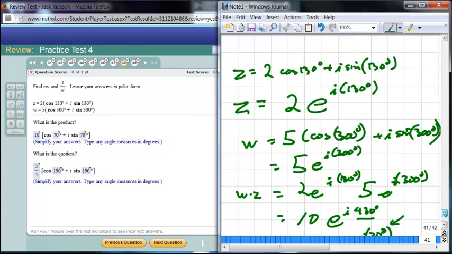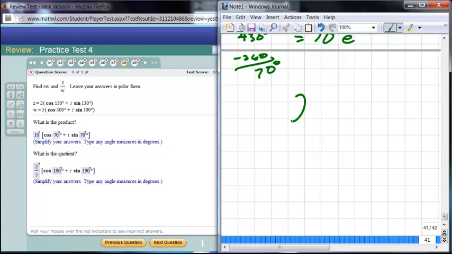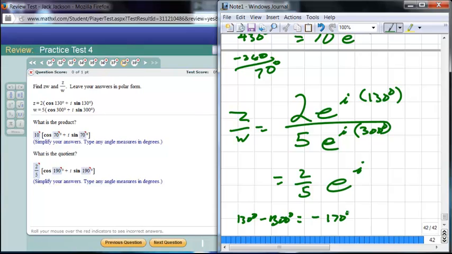We do the quotient, and we're just going to subtract the angles and divide the other parts. So let's see, we want z over w, so z is the one on top. 2e to the i 130 degrees over 5e to the i 300 degrees. So this is 2/5 e to the i, subtract exponents. Okay, 130 minus 300 degrees is negative 170 degrees. But we want to add, so if we take negative 170 degrees and add 360 to that, we'll get something between 0 and 360. And I believe that's 190 degrees. So we could write that as 2/5 cosine 190 degrees plus i sine of 190 degrees.